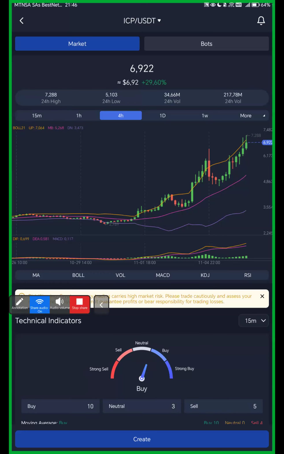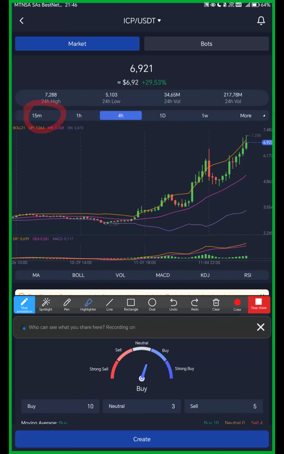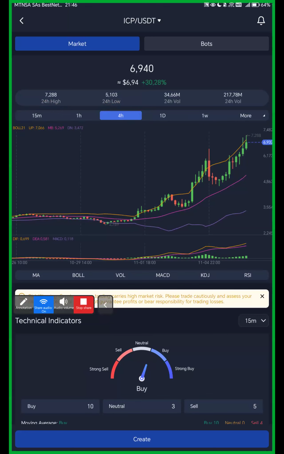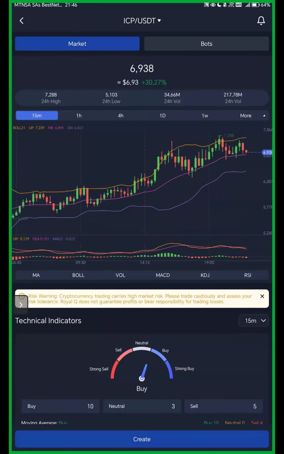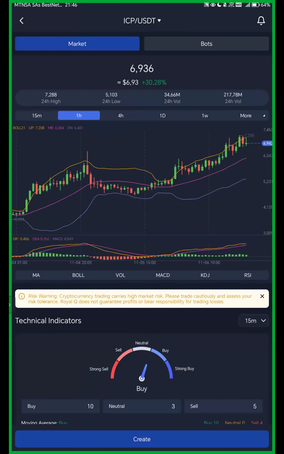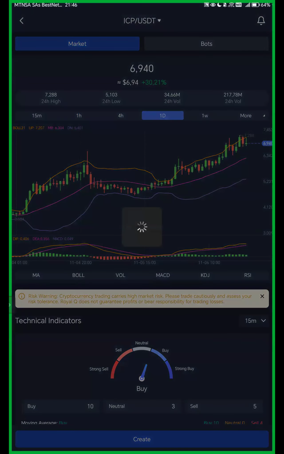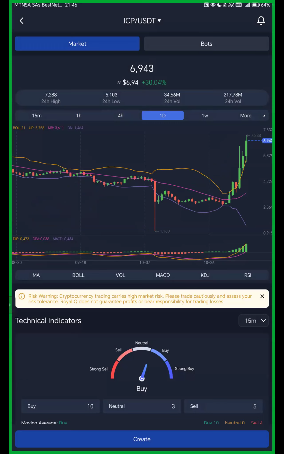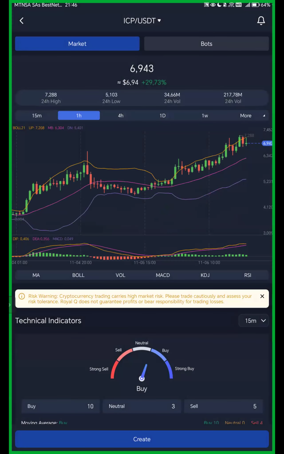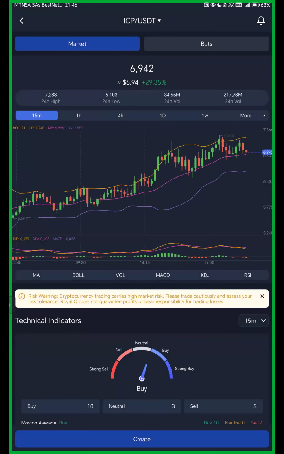If we tap here, what you are seeing on the screen is displayed in 4 hours. If I tap on 15 minutes, you are going to see a different view of the market. Can you see? That is 15 minutes. This one is 1 hour. Let me tap on the 1 day. Can you see 1 day? So we are looking at the market in different views, different pictures. This is a picture of 1 day. This one is a picture of 4 hours. This one is a picture of 1 hour. This one is a picture of 15 minutes.